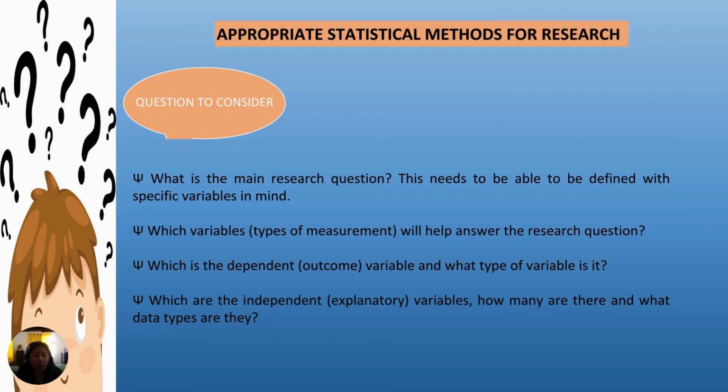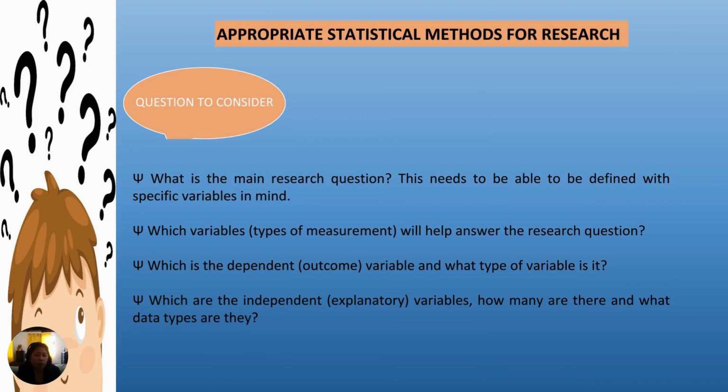So knowing how many independent variables you have and what types they are will help you decide if your analysis is simple or multivariate analysis. Simple means there is only one independent variable and one dependent variable. Multivariate, on the other hand, is when there are many explanatory variables in the study.